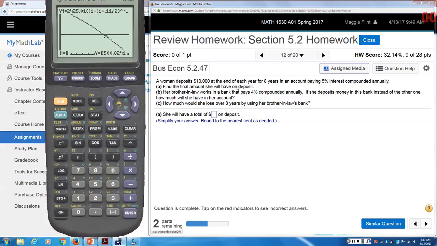Okay, so the woman deposits $10,000 at the end of each year, and I'm going to play like I'm you. That, you know, I don't know how to do the problem other than I've got my notes, and my notes aren't helping much, so I'm going to see if this will help me. So the woman deposits $10,000 at the end of each year for 8 years in an account paying 5% interest compounded annually. Find the final amount she'll have on deposit. Okay.